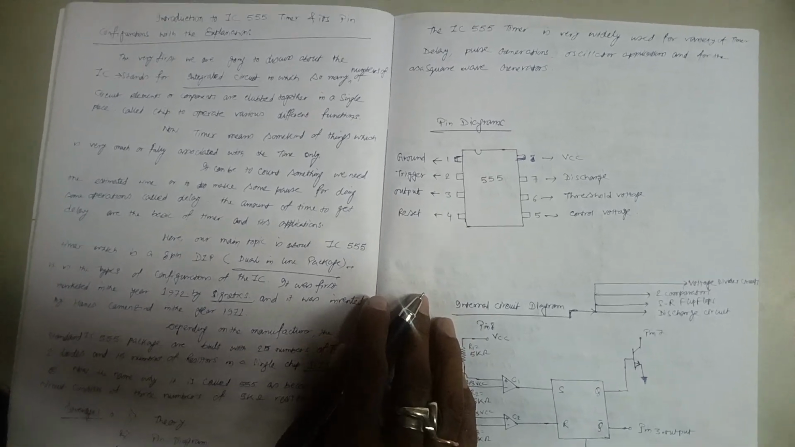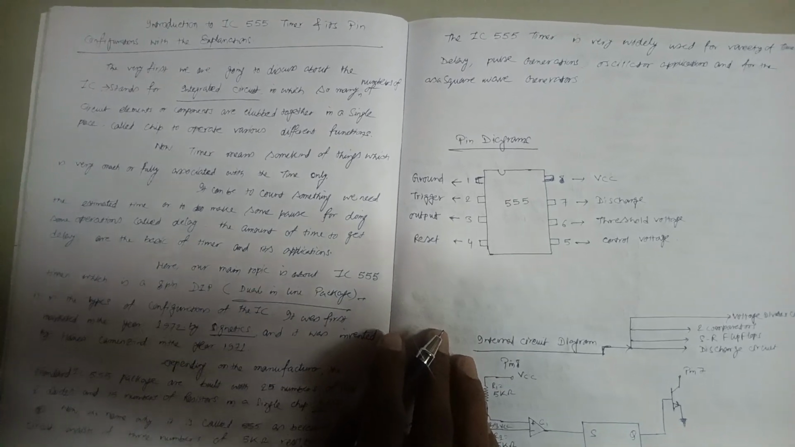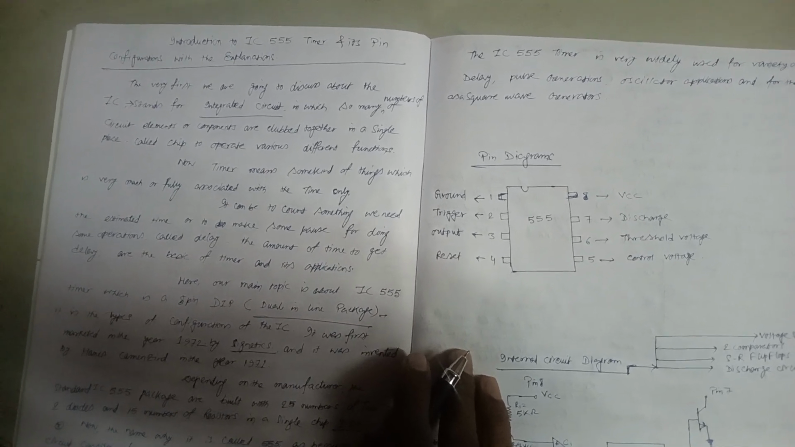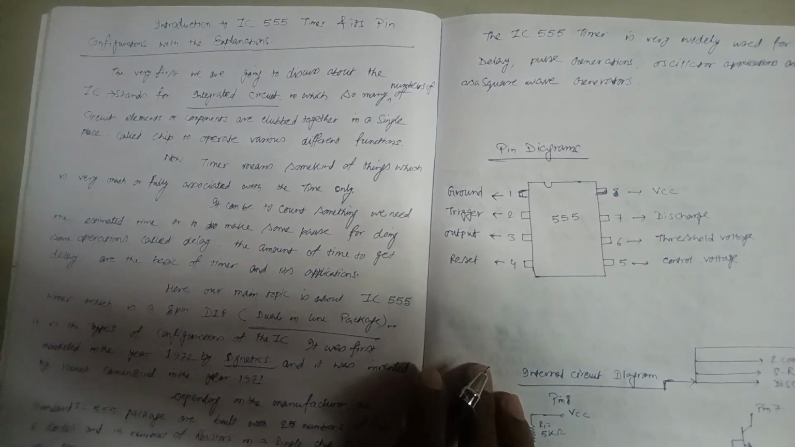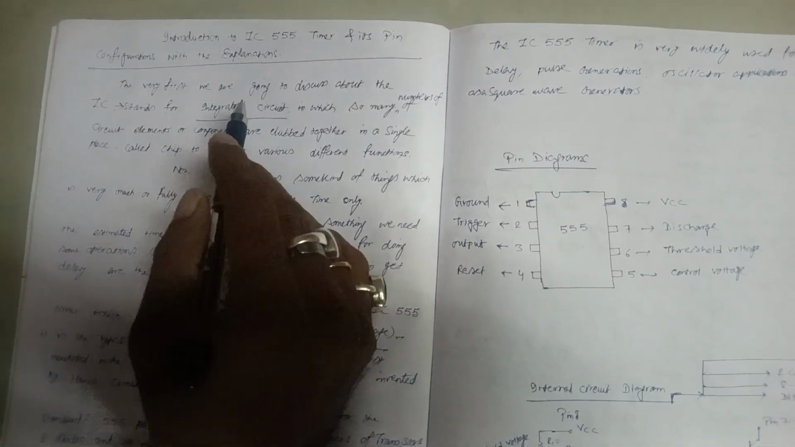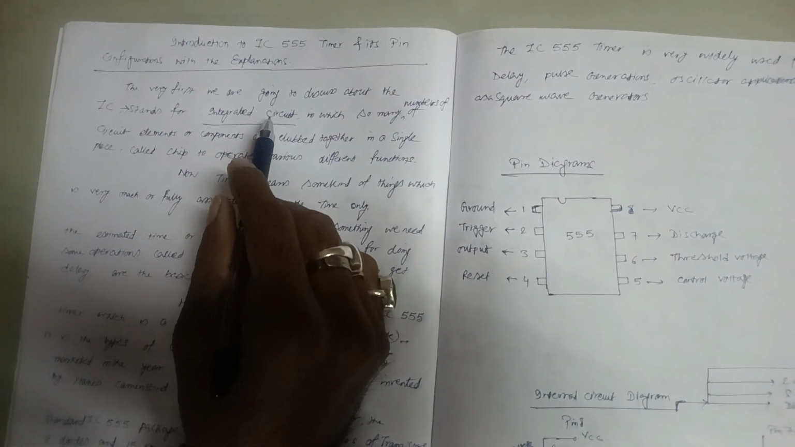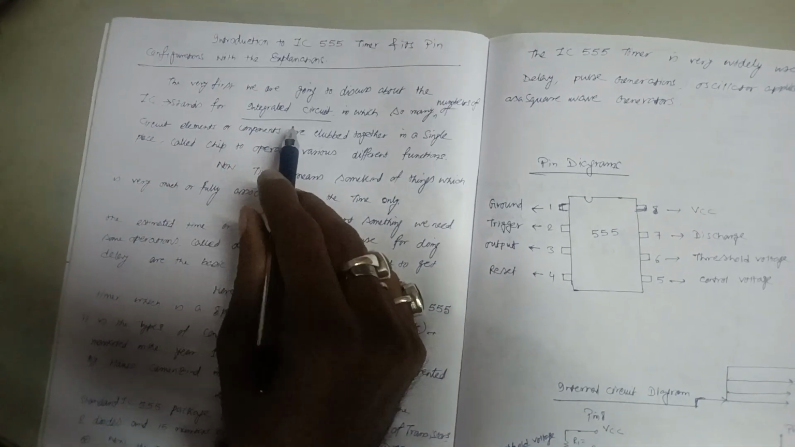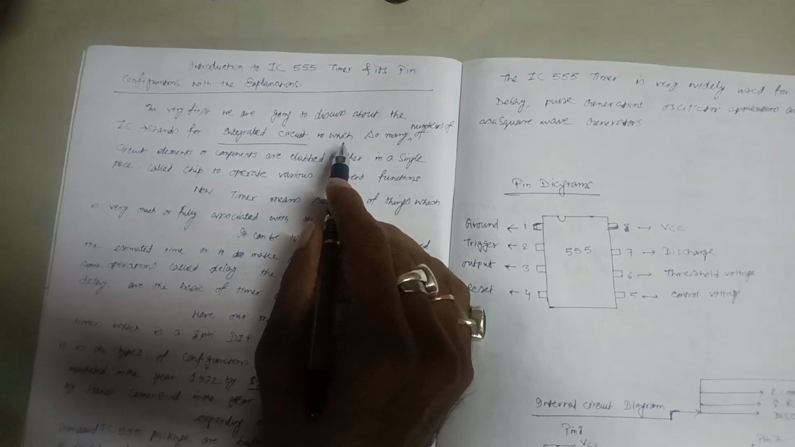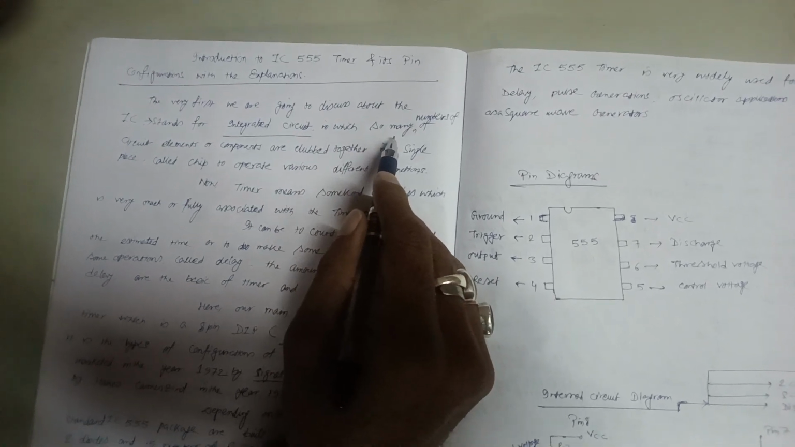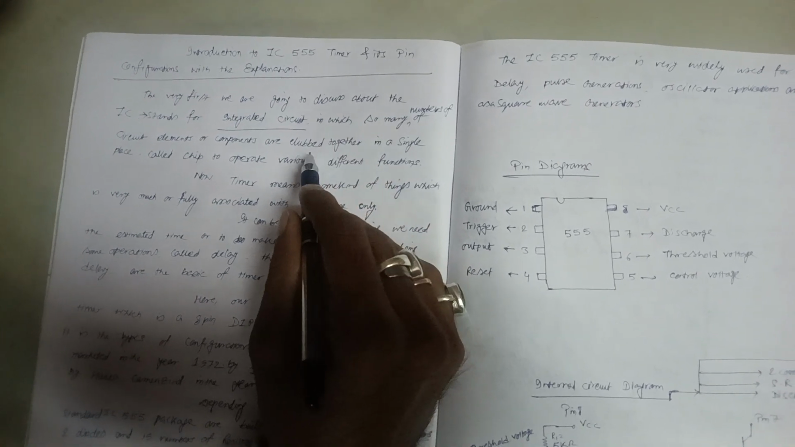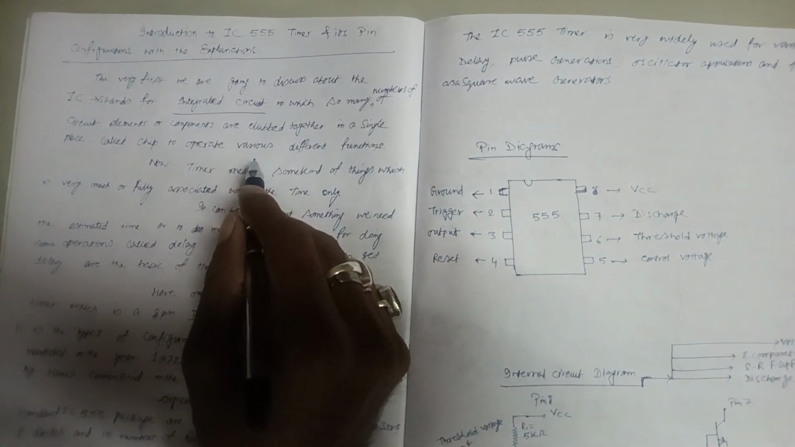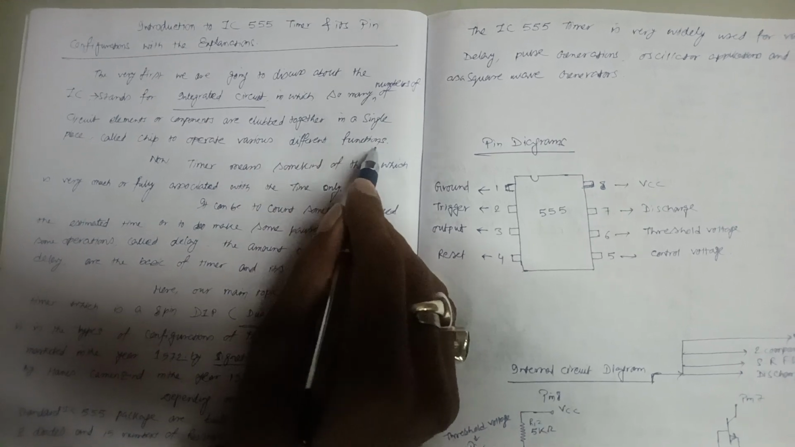So today in this lecture we are going to discuss the IC 555 timer and its pin configuration with a basic explanation. The very first thing we have to think about is why IC 555 timer. Here IC stands for integrated circuit, in which so many circuit elements and components are clubbed together in a single place called a chip, which are basically used to operate various different functions.